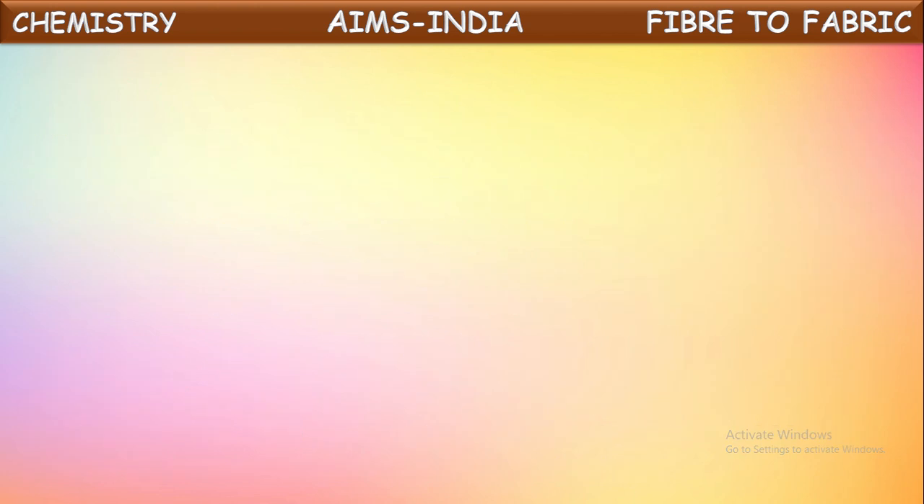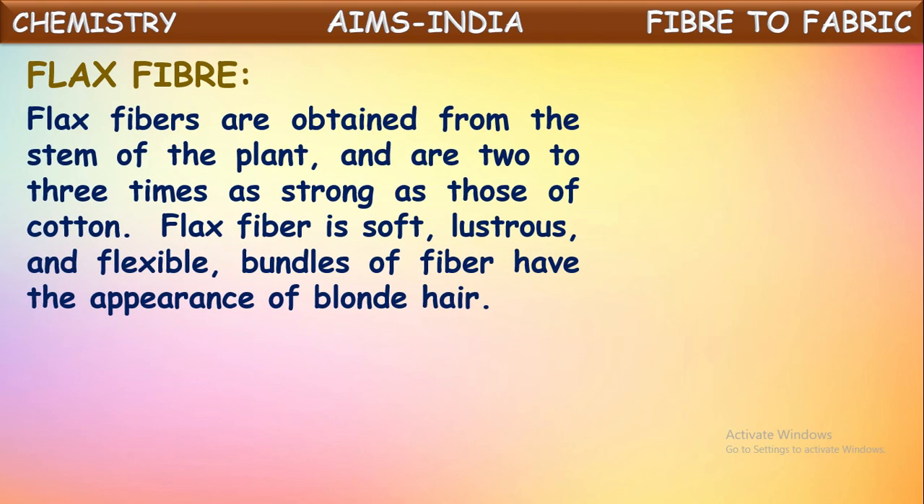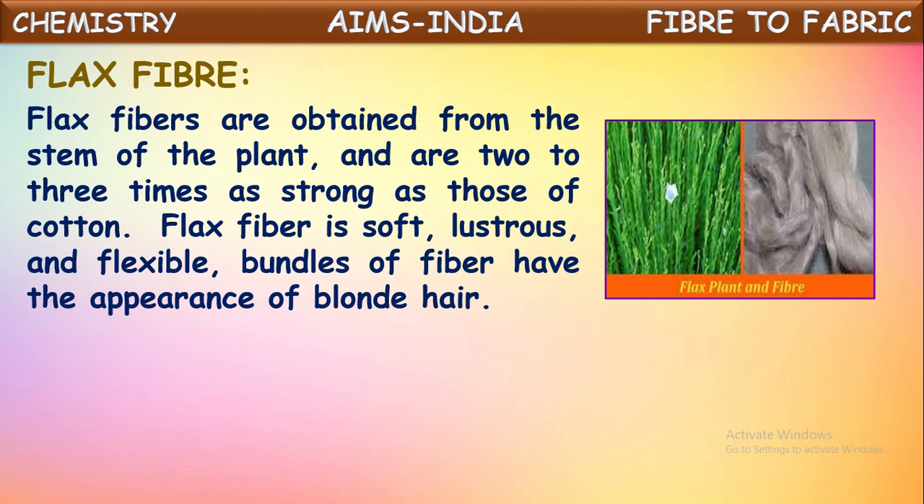One more plant fiber is flax fiber. Flax fibers are obtained from the stem of the plant and are 2 to 3 times as strong as those of cotton. So this also seems like cotton, flax fiber, but it is much stronger than cotton fiber. This flax fiber is also obtained from the stem of the plant, just like the jute plants, jute fiber.